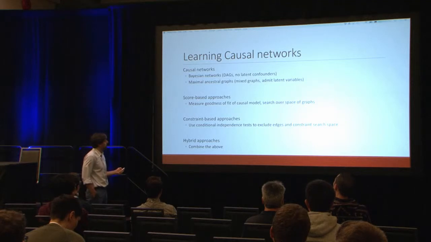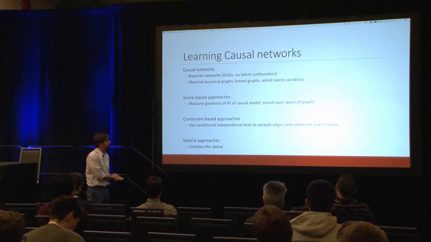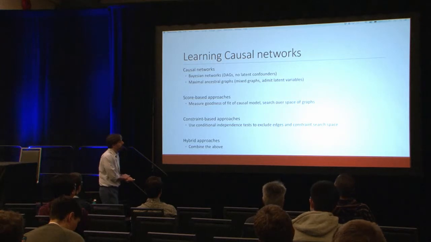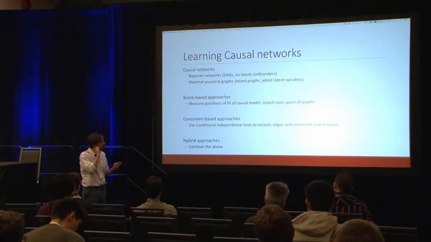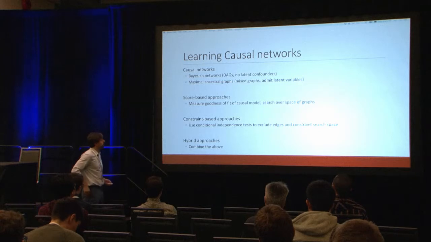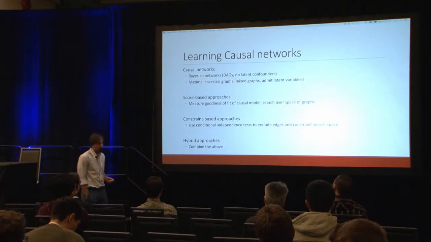One is score-based, where we try to measure the goodness of fit of the causal model to our data and score a model regarding the fit. And then we search in the space of all possible graphs to find the one with the largest goodness of fit. The constraint-based approaches are a bit different.